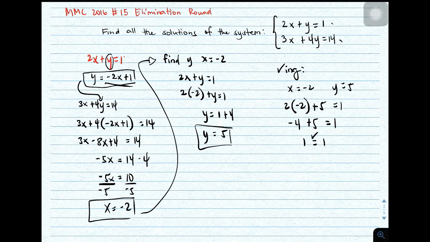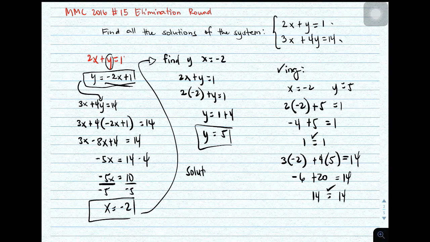How about the second equation? We have 3 times negative 2 plus 4 times 5 is equal to 14. This is negative 6 plus 20 is equal to 14. So this is 14 equal to 14. So since parehas silang nasatisfy yung equation, therefore, the solution of the system is negative 2, 5. That's it for item number 15.